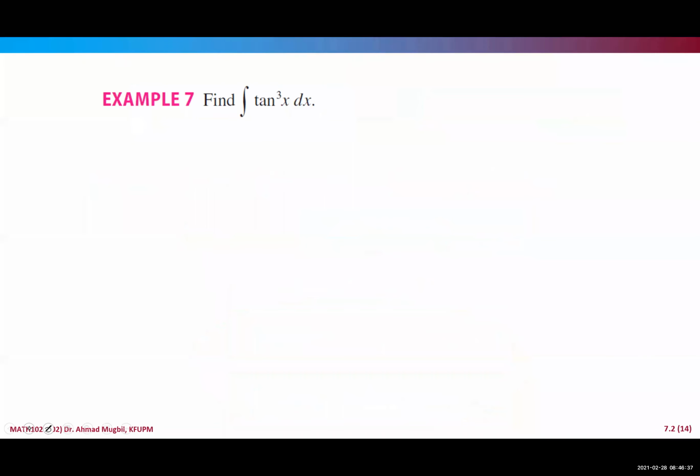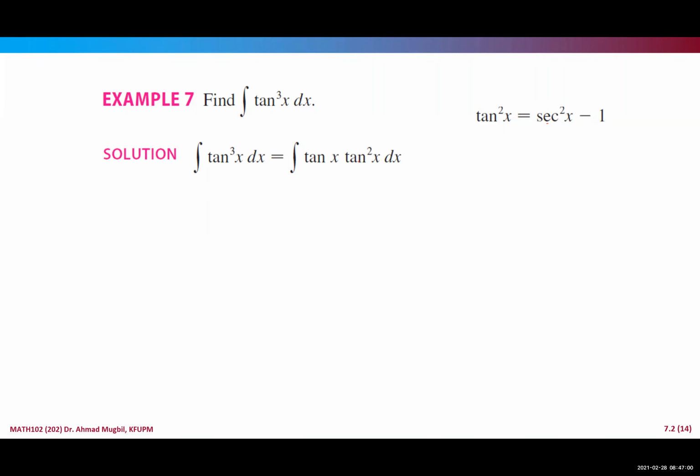Now let's apply them for this integral. Find the integral of tan to the power 3 x dx. How to find this integral? I think it is natural to think about saving one factor of tan. So you will use this identity, and to use this identity, you need the power of tan to be even, not odd. So you will just write this as tan squared. Then this tan squared, you will replace it by secant squared minus 1.